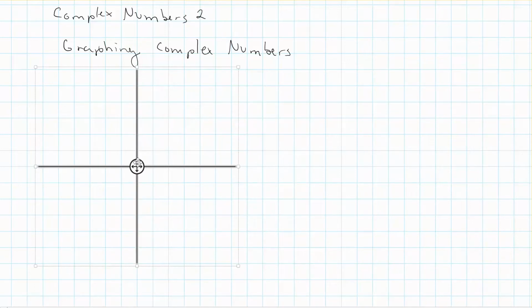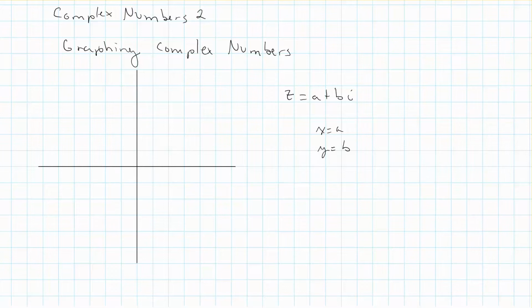And if we have a complex number, z is equal to a plus bi, you can think about plotting this point, and you can think about plotting it as x equaling a and y equaling b. In other words, what we think of is that the y-axis is what we call the imaginary axis, and the real axis is what we call the x-axis.